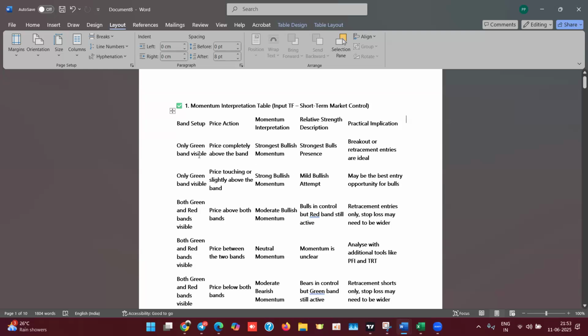How is this price action? It is very strong. Strongest bullish momentum has already appeared, but it may or may not come down for retracement, but it is the strongest bullish momentum at present. So strongest bull presence is visible with this, and here breakout or retracement entries can be ideal.